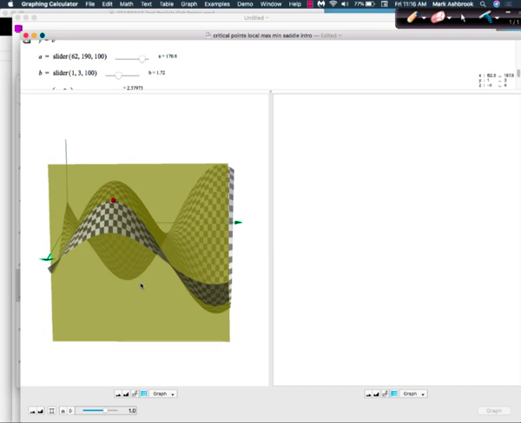Okay, what do we think? Pierce, what's the first derivative? What do you say about the first derivative here? First derivative 0, why?